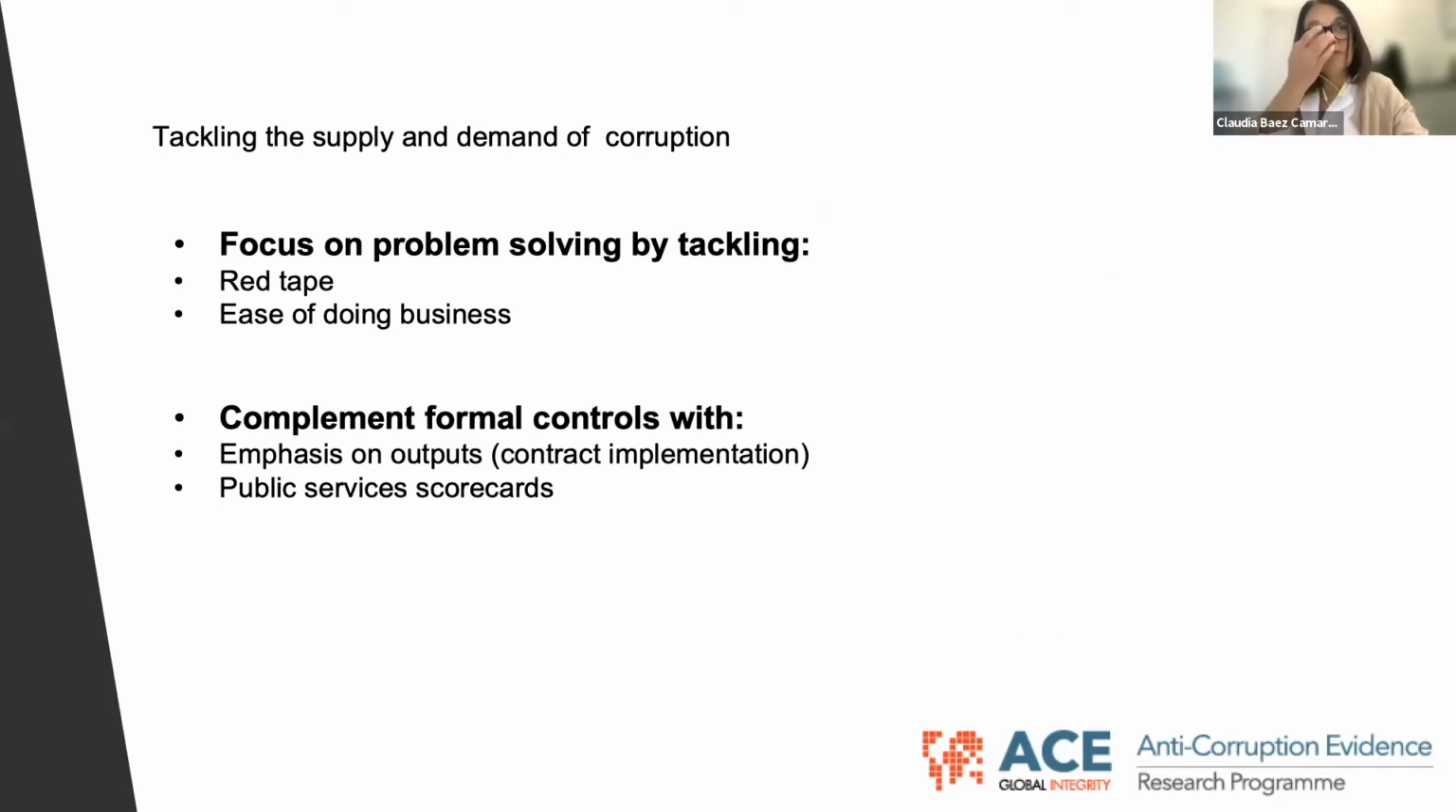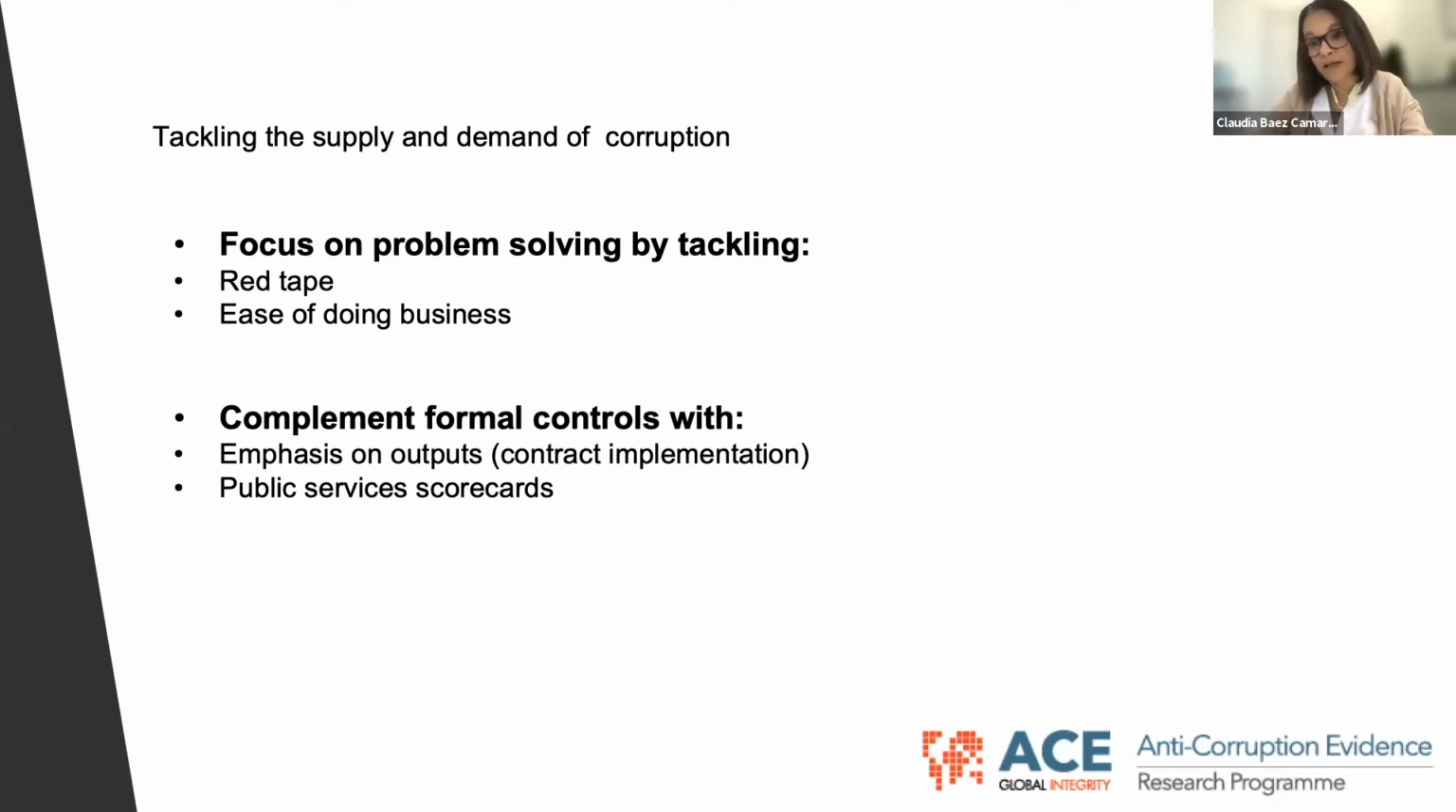The findings of the research also suggest that anti-corruption practitioners can consider how to tackle corruption both from a demand and a supply side. So on the demand side, focusing on problem solving by tackling things such as getting rid of unnecessary red tape, streamlining processes, and focusing on improving the ease of doing business could go a long way in removing the incentives that seekers have to engage with these networks.